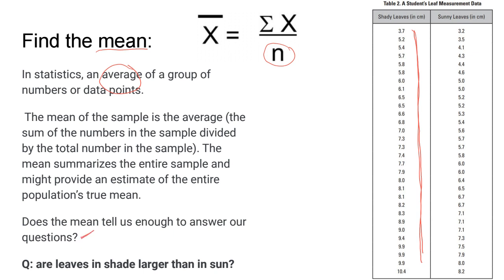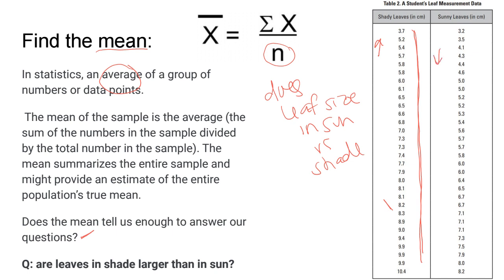But is an average enough to answer our question? Remember, our question is, does leaf size differ in sun versus shade? Most likely, there's a lot of numbers here, so it's kind of tough, but if you're just eyeballing, you have some 8s here, you have some 8s there, you have 10s. It kind of looks like they're different. So this one will definitely have a higher mean than this one. Let's just say it does.